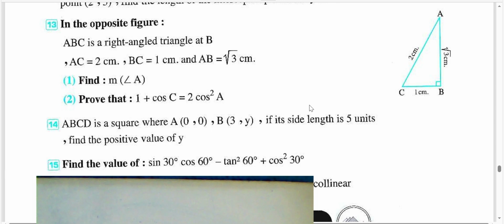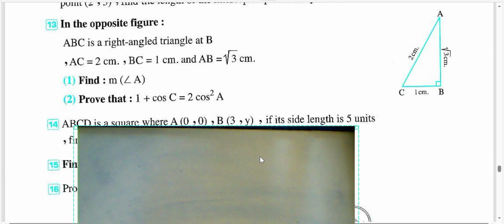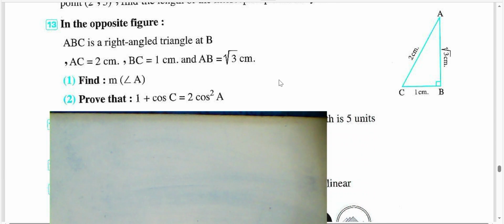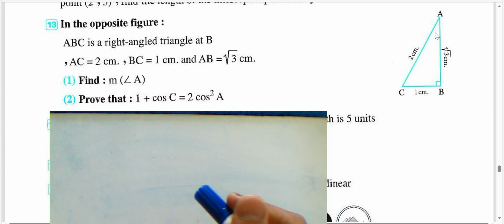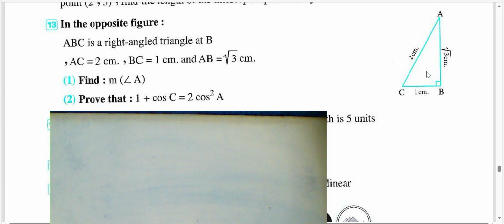Number 13. We have a right angle triangle here. You want to find the measure of angle A. How? You can use any ratio like opposite over adjacent or opposite over hypotenuse. We have 1 over 2, a half. Here the angle A equals 30 degrees, because sine 30 equals half.